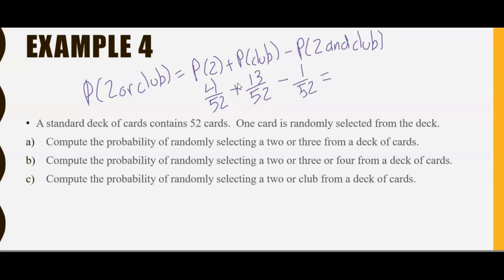Put those numbers together. 4 plus 13 minus 1 gives you 16 out of 52, which reduces down to 4 out of 13. So 4/13. Boom. That's C. Now, if you notice, I skipped example 3. Example 3 tends to follow 1 and 2, so I leave it for you to do in order for me to save some time.